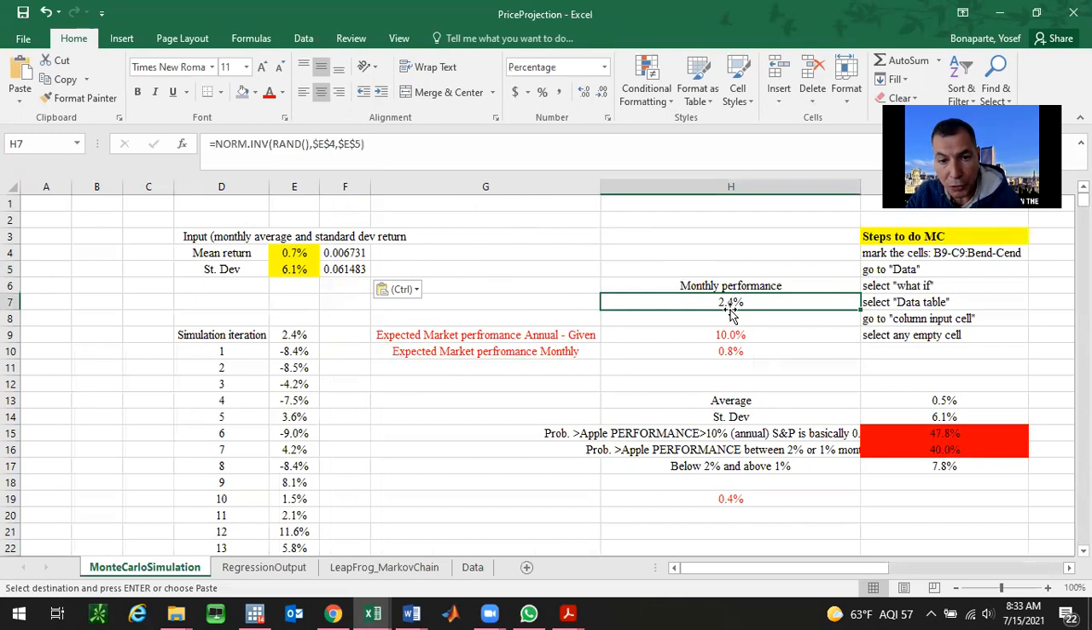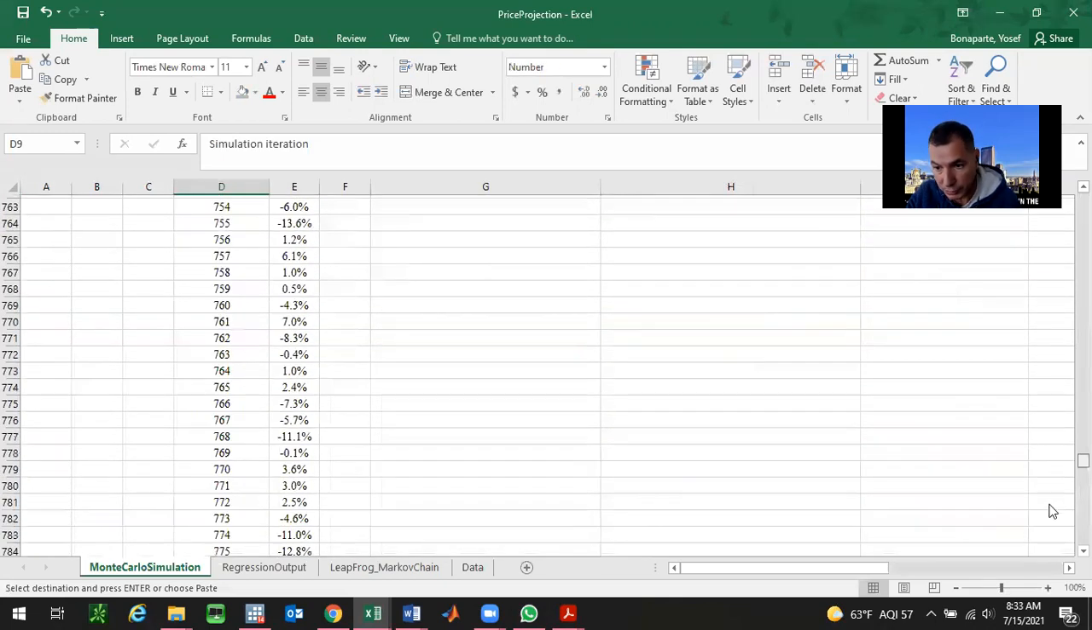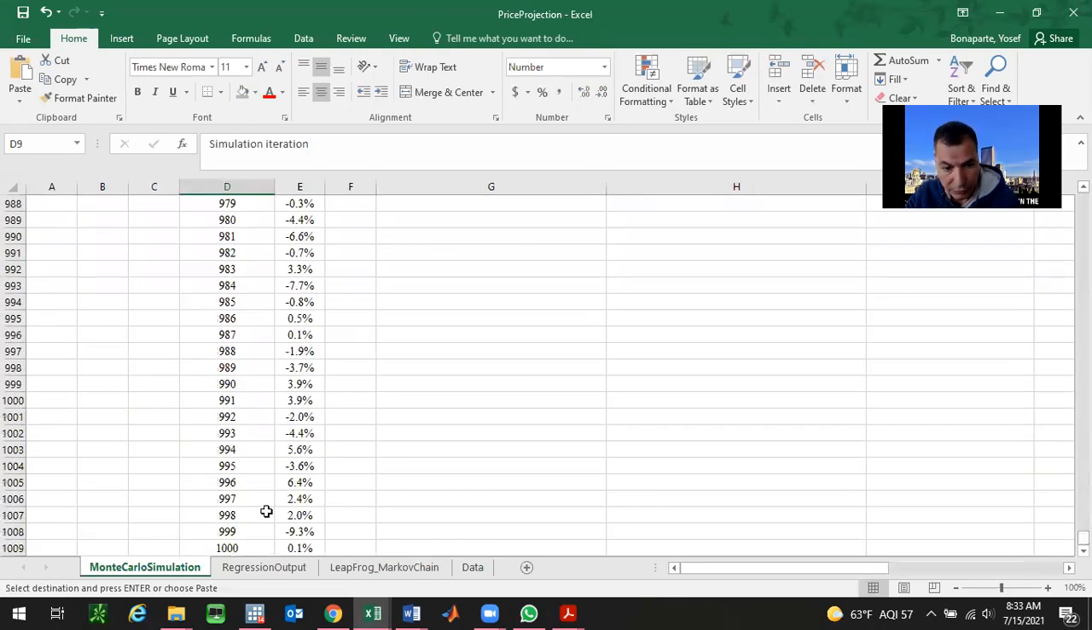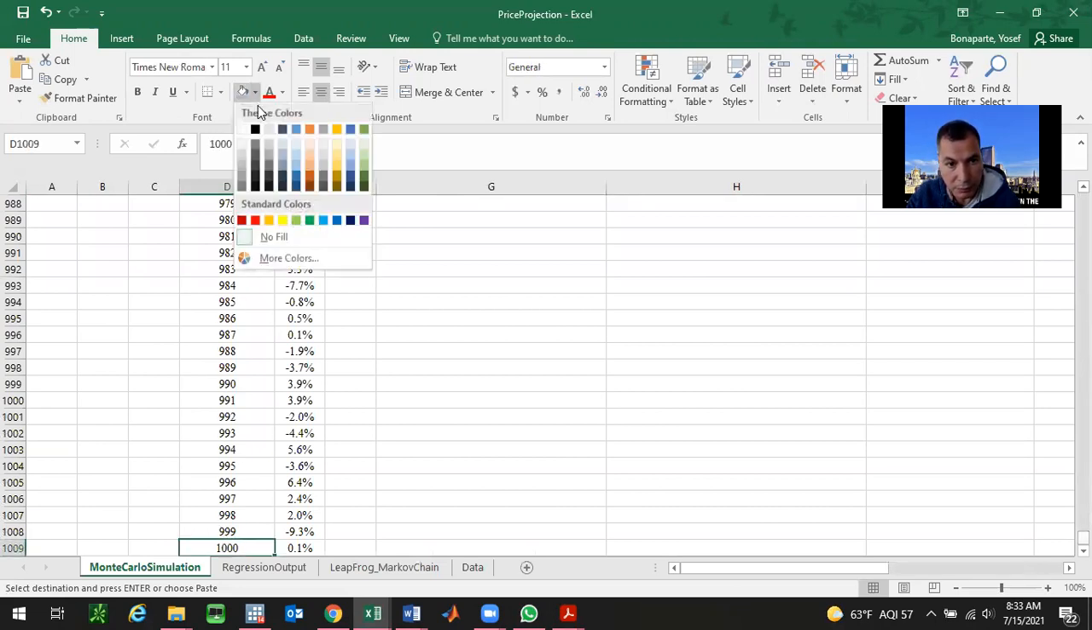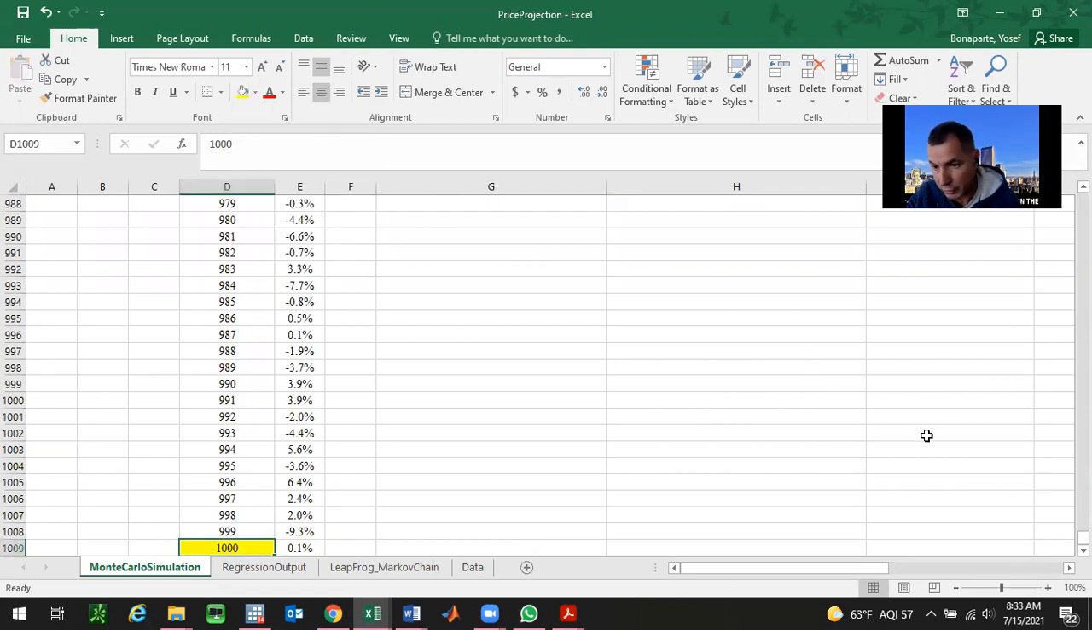So the monthly performance basically is, what you need to do after you put these 2 numbers in, the simulation, I created for you a simulation here of about 1,000 simulations. You see here, you have 1,000. That means, let me put it in yellow, this is the number of simulations. You can make it 5,000. It's up to you.